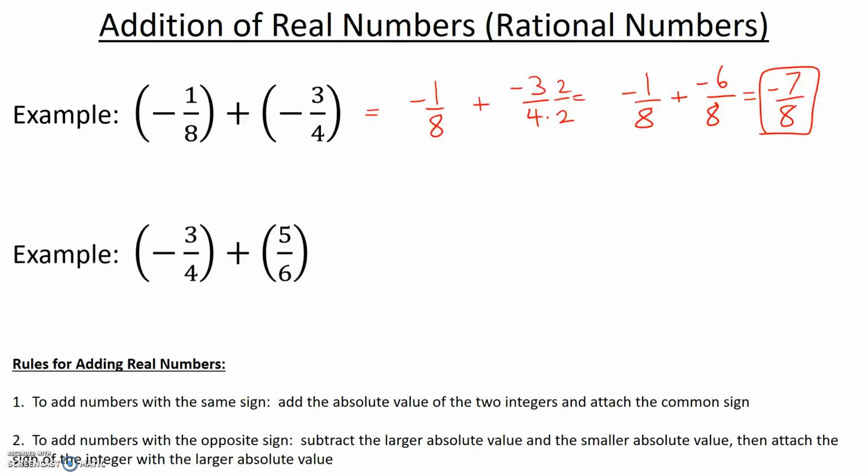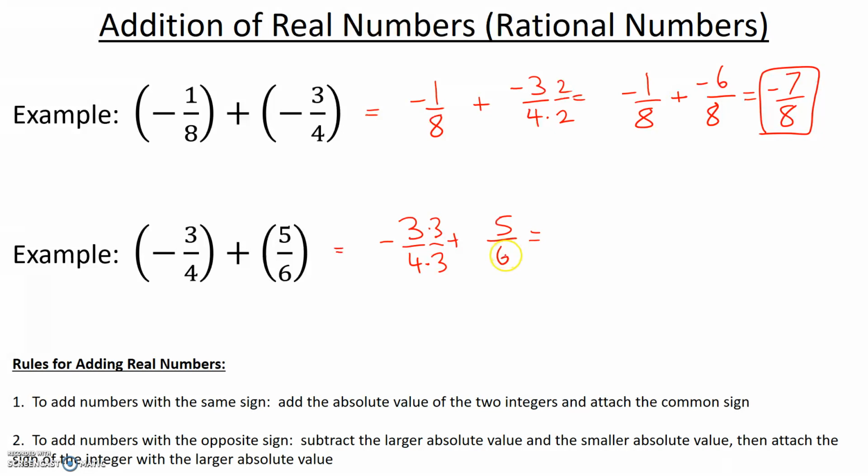One more example. Let's add negative 3 over 4 plus 5 over 6. Between 4 and 6, the lowest common denominator is 12, which means we want to rewrite both negative 3 over 4 and 5 over 6 with a denominator of 12. So for the first fraction, to rewrite negative 3 over 4 using a denominator of 12, we would multiply the 4 by 3, and if you multiply the denominator by 3, the numerator also has to get multiplied by 3.